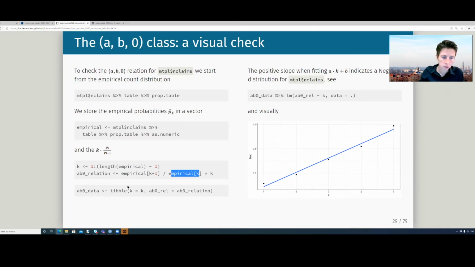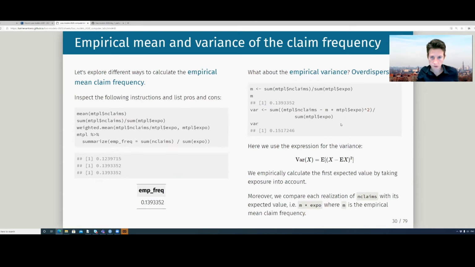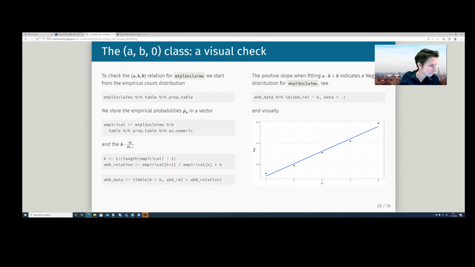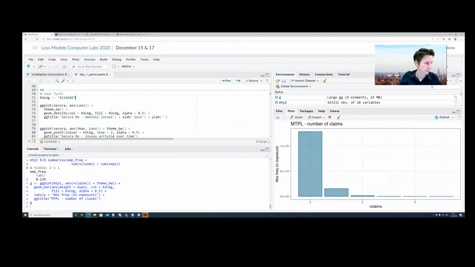So we store the things we calculated in a data set, in a tibble. We're going to work now with this tibble AB0 data, and on this tibble, we're going to fit a linear model and picture the fit that we constructed as such. So let's do that. Let's see how that goes. We're going to go back to the cloud.